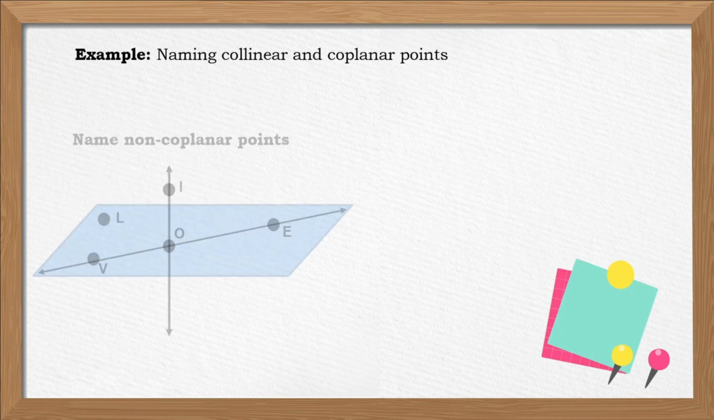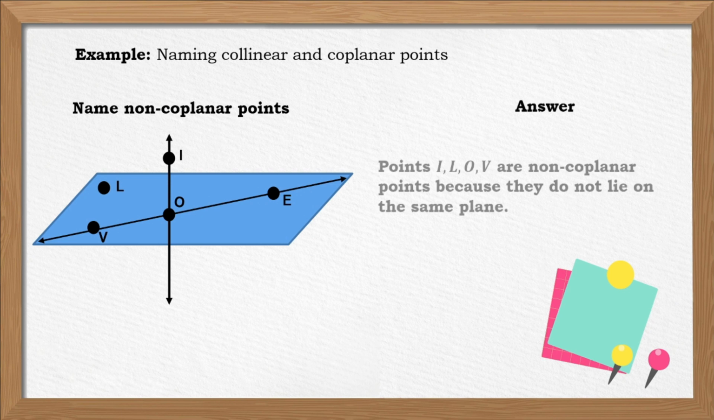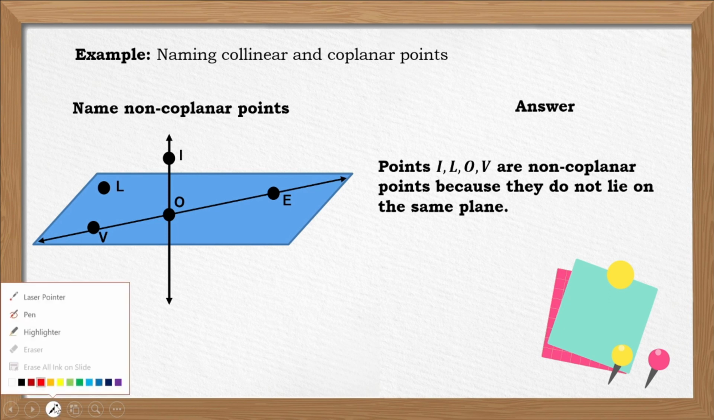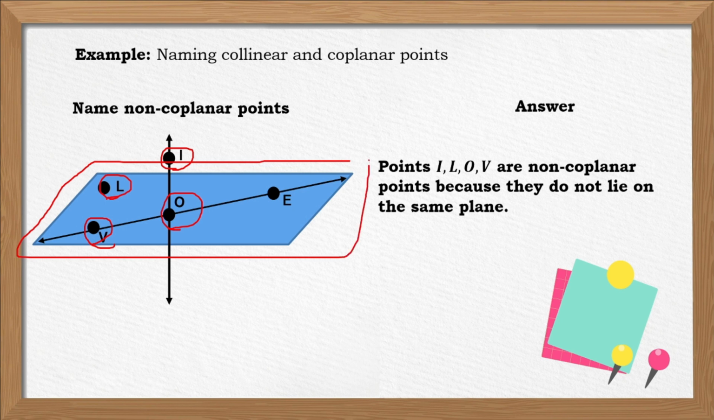Okay, another example, we have name non-coplanar points. Points I, L, O, V are non-coplanar points, because they do not lie on the same plane. So point I is outside the plane, the color blue plane. Therefore, they are non-coplanar points.